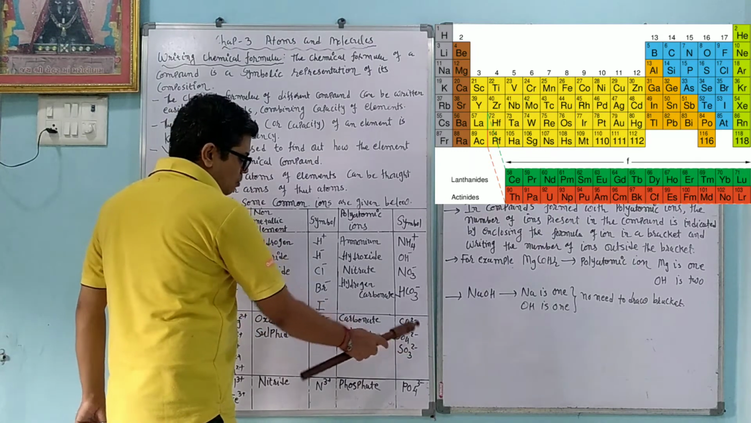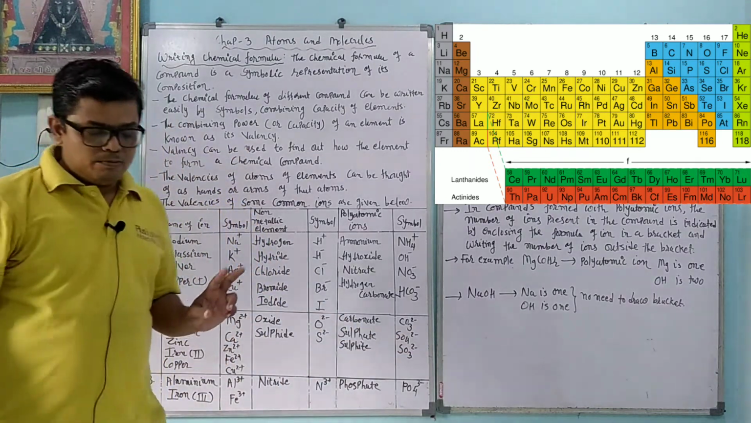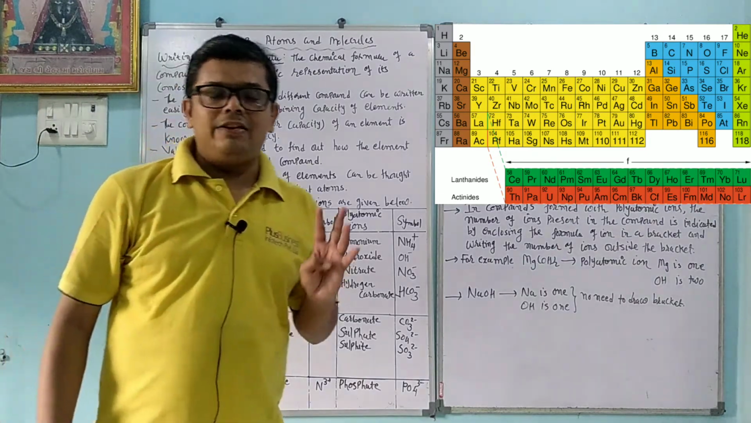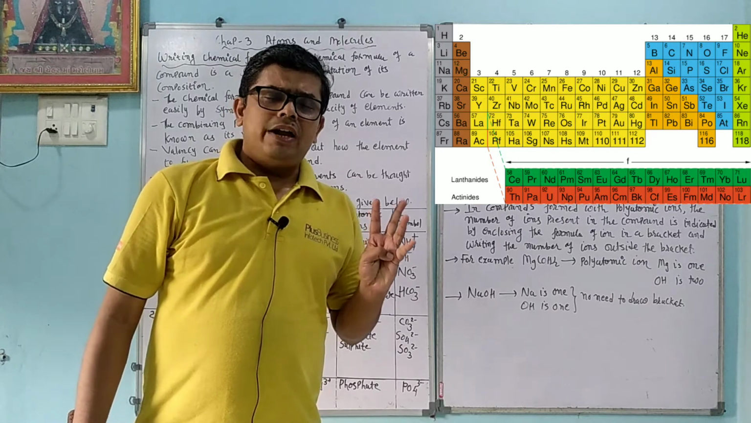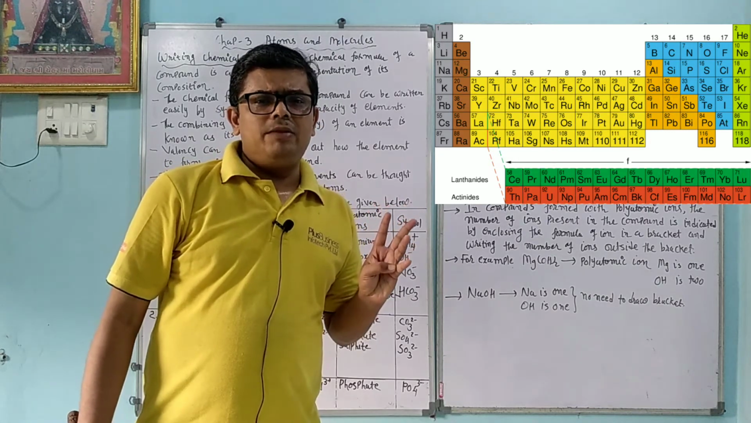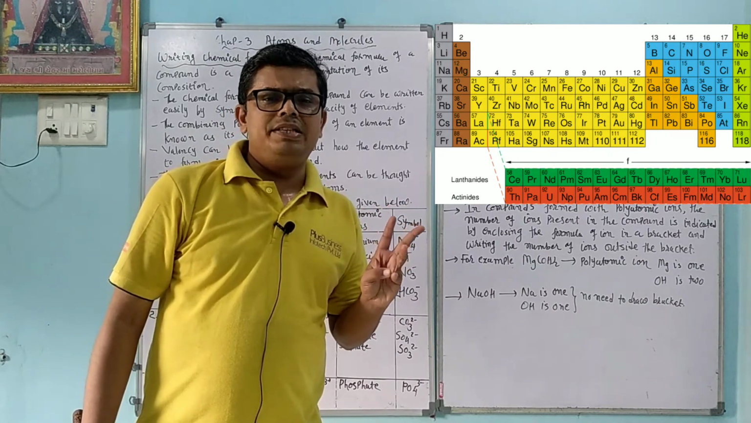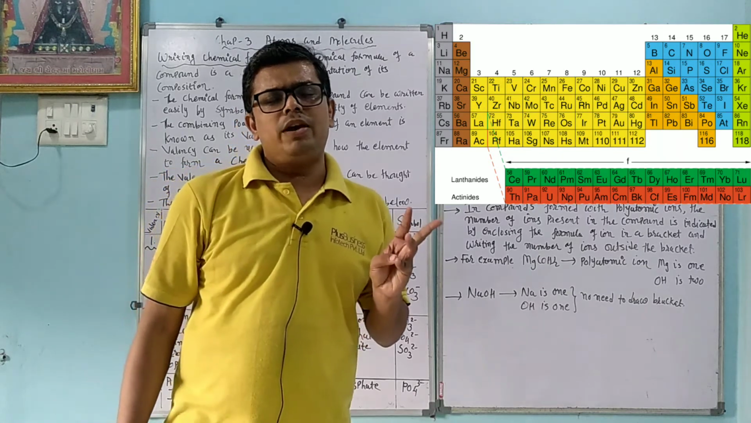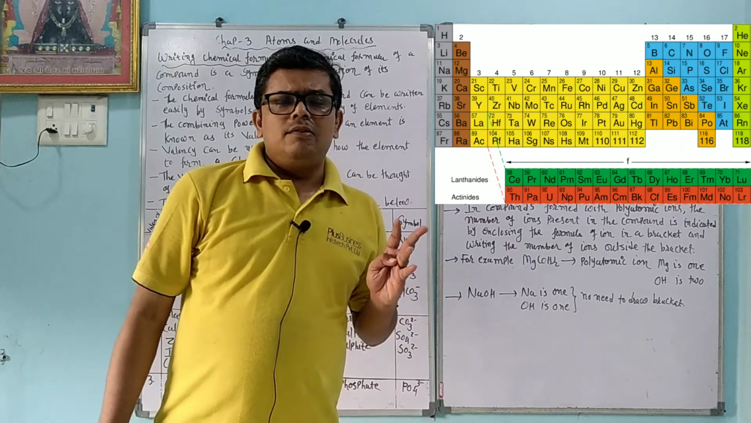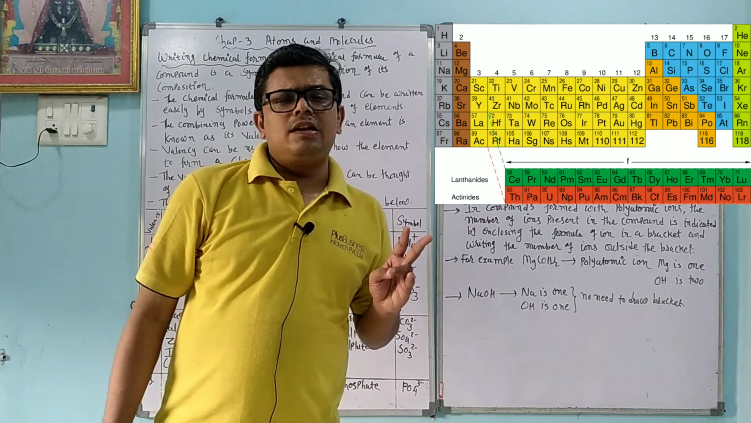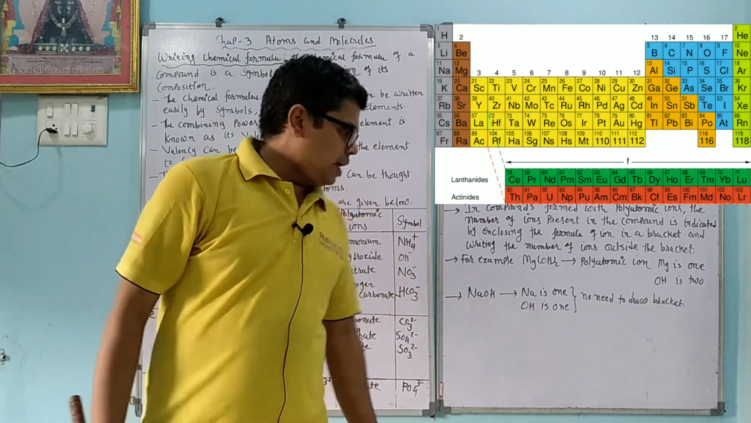Sulfite SO3 2 minus. Now dear student, many students have a problem with nitrite. Nitride means N3 minus, nitrate means NO3 minus, and nitrite means NO2 minus. In the same way, many students have a problem with sulfate SO4 2 minus, sulfite SO3 2 minus, and sulfide S2 minus. That you have to remember.